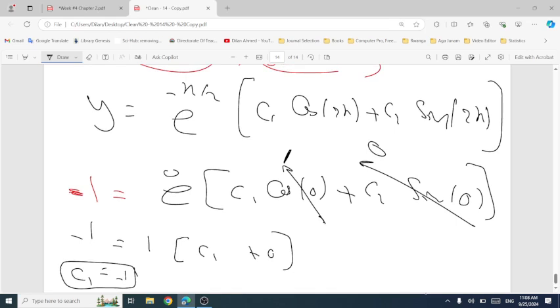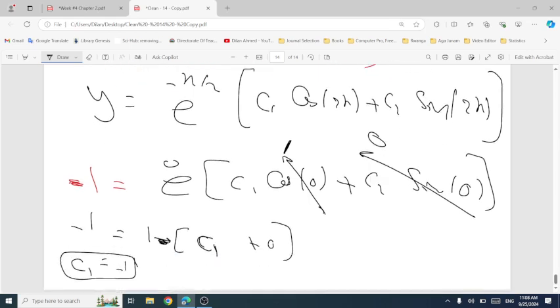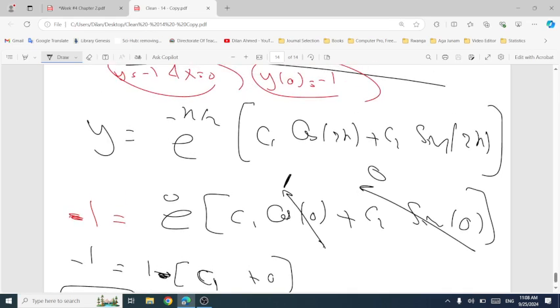Minus 1. Minus 1. Multiplication now. C1 is equal to minus 1. So you got minus 1. How do you find C2? We need to take the derivative here.